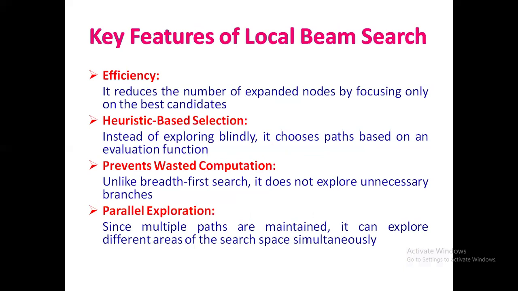One of the primary strengths of local beam search is its efficiency in directing the search toward optimal solutions. Unlike blind search methods, it leverages a heuristic function to guide exploration, preventing unnecessary expansion of unproductive branches. Additionally, by maintaining multiple paths simultaneously, the algorithm explores different areas of the search space in parallel, improving the chances of finding an optimal solution faster than traditional methods.